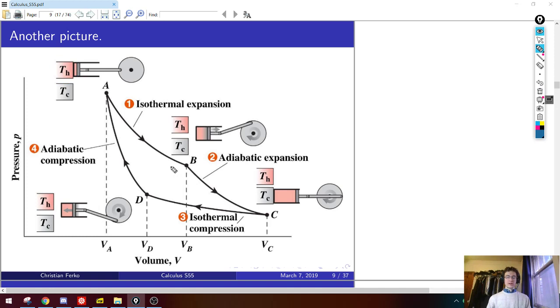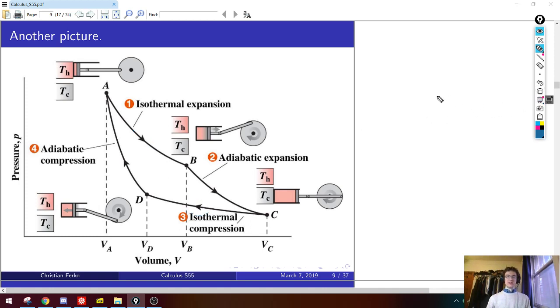Now, if we want to prove that this area in the middle is positive, we need to do some integrals, which means I need to integrate PdV explicitly, like with an equation, for each of these legs. I claim we need to first know what is the functional form, what equation does the pressure satisfy as a function of volume on each of these legs.